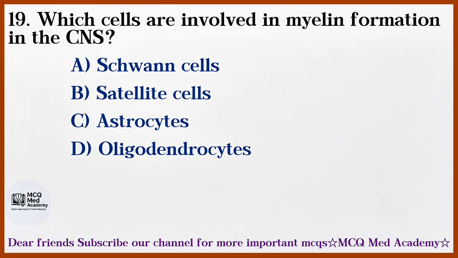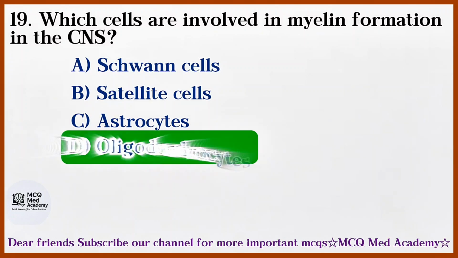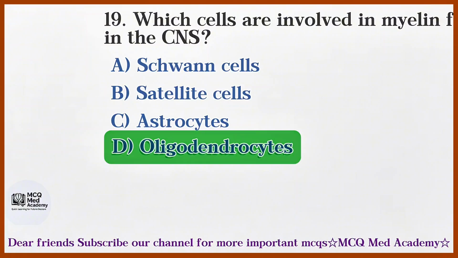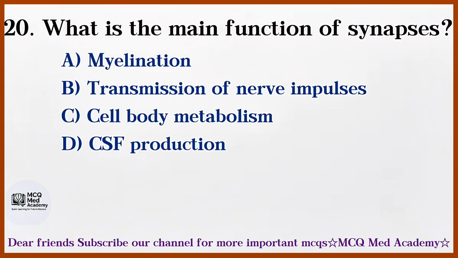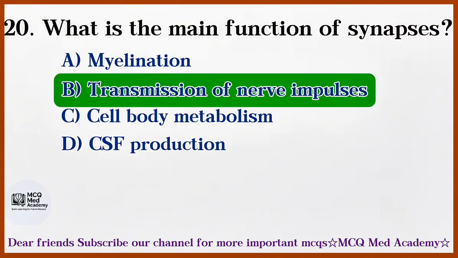19. Which cells are involved in myelin formation in the CNS? Correct answer. D. Oligodendrocytes. 20. What is the main function of synapses? Correct answer. B. Transmission of nerve impulses.